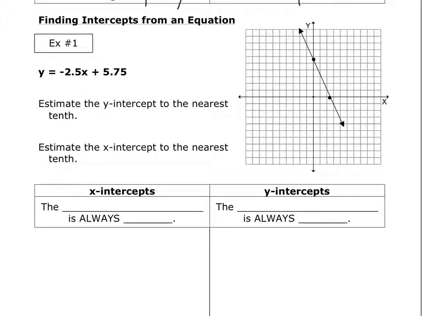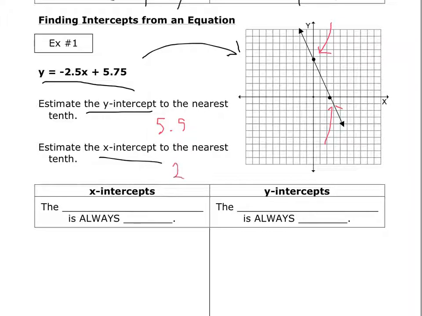You're given this equation right here, y equals negative 2.5x plus 5.75, and we've been given its corresponding graph over here. We want to estimate the y-intercept and the x-intercept. Remember our y-intercept is the one on the y-axis. It looks like you can go up 1, 2, 3, 4, 5, about 5.5, so we're going to guess that the y-intercept is about 5.5. Let's guess our x-intercept. It looks like it's at about 2.5.